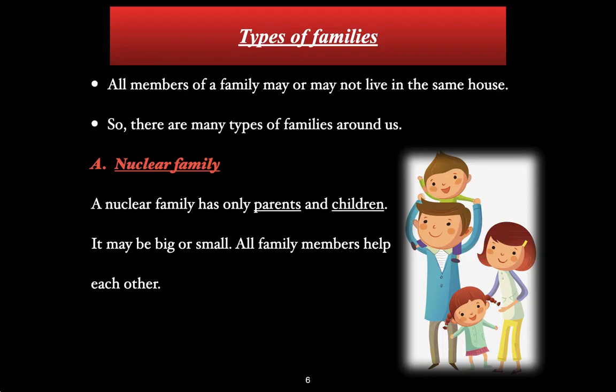Children, next we move on to the topic of types of families. Yes, all members of a family may or may not live in the same house. So, there are many types of families around us. First, nuclear family. Yes, as you can see in the picture, a nuclear family has only parents and children. It may be big or small, and all family members help each other.